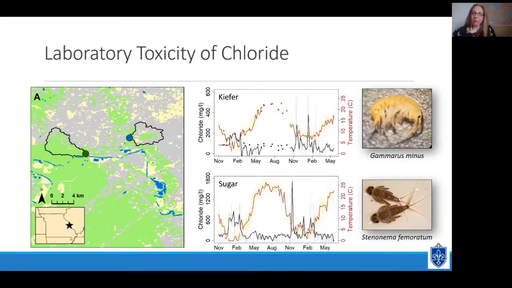So the water temperatures are shown with the brown lines, and we can see that summer temperatures are around 20 degrees Celsius, but winter temperatures are generally below 10 degrees, and in Sugar Creek even reaching 0. Temperatures in Kiefer Creek, you may notice, have a slightly narrower range, and this is due to the large number of springs which feed into the stream and moderate the water temperatures.